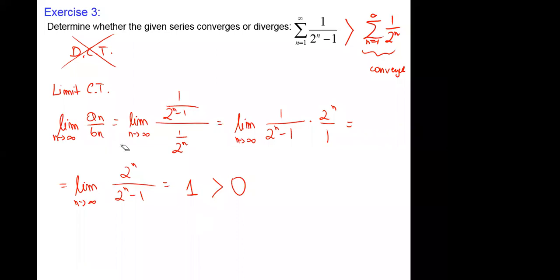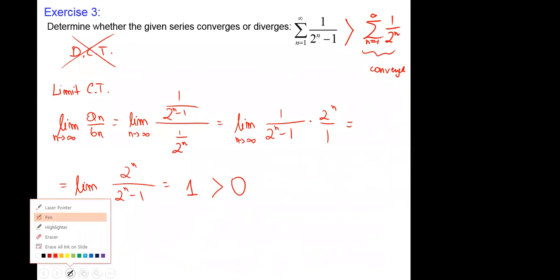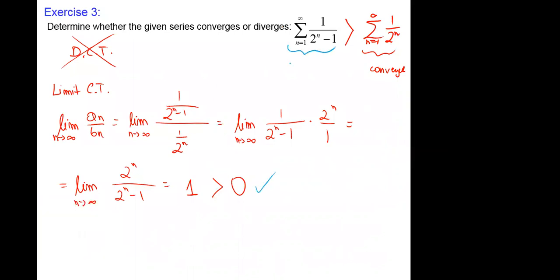Okay, that means I got a finite, positive number. This means that the limit comparison works. If b sub n was convergent, then I can conclude convergence. I can say this converges by the limit comparison test. And of course, we did compare with this one, but it's by the limit way.